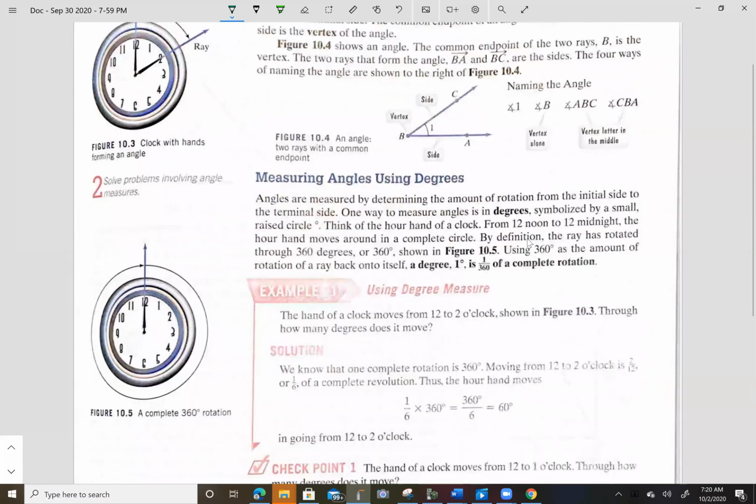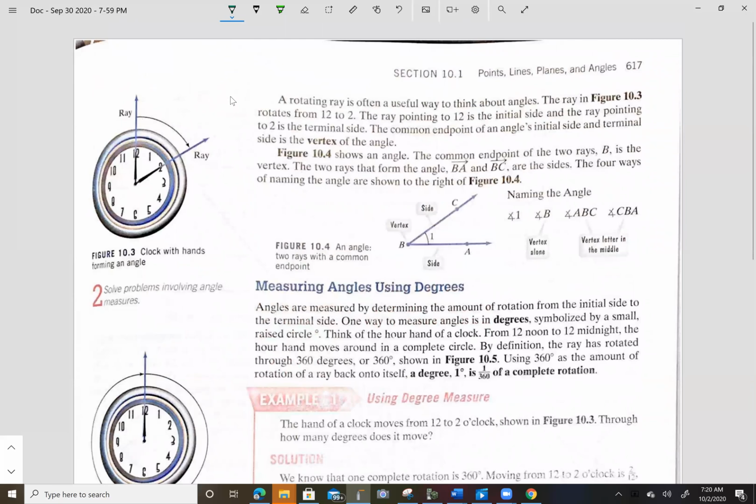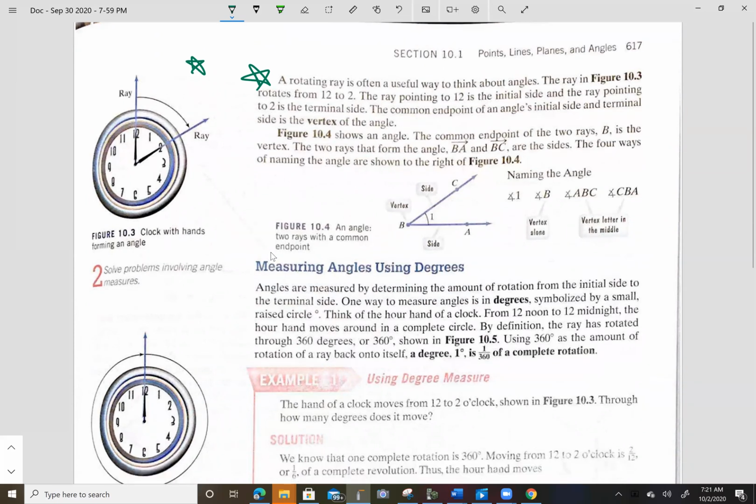Measuring angles. Up here at the top, it's talking about a rotating ray as a way to think about angles. All they mean by that is that angles are all part of a circle. If you look at this figure over here where you have a clock, the clock is a circle. And all circles have a full measure, if you go all the way around, of 360 degrees. So you can think about angles as different pie pieces of a circle. In fact, I would suggest that's the easiest way to think about angles.